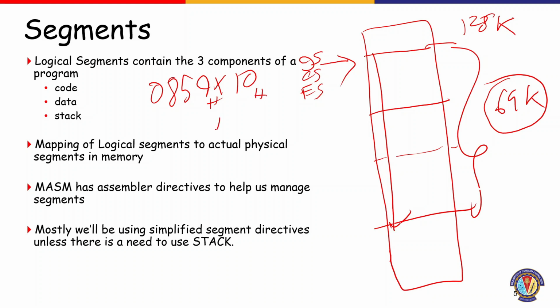I have to multiply this by 10h, and for the lowest memory location, what should I add here? 000h. And for getting the last memory location, what should I add here? FFFFH, right? So let me just quickly do that on the calculator itself.